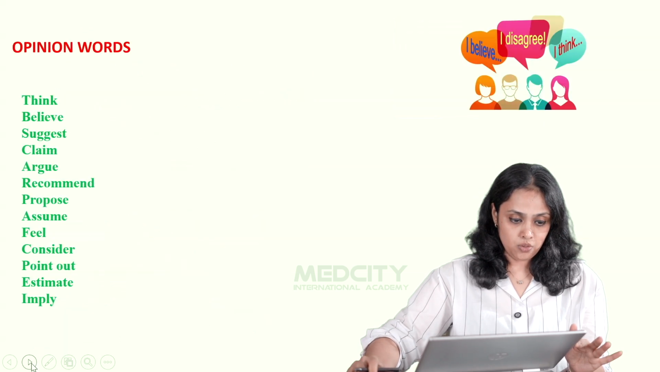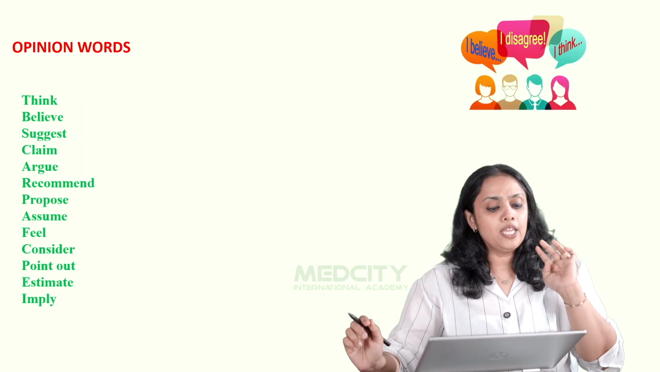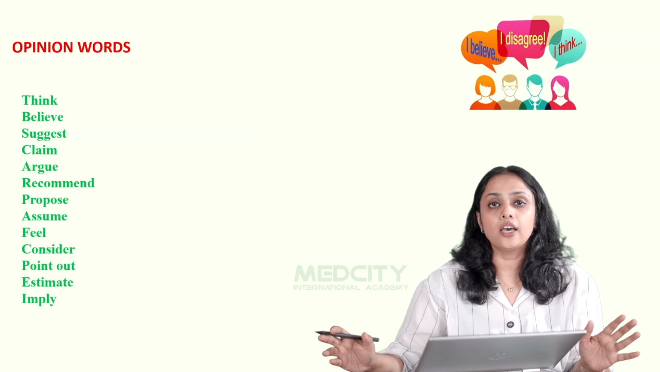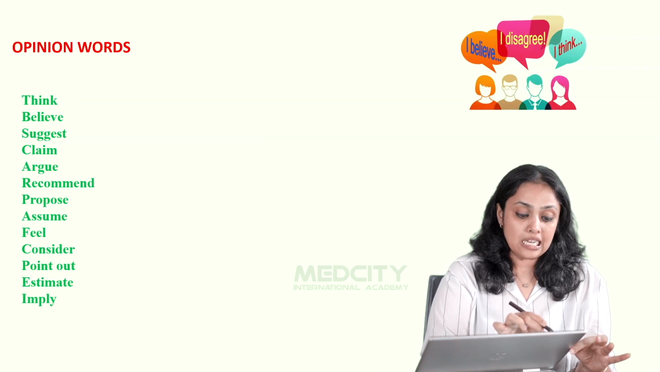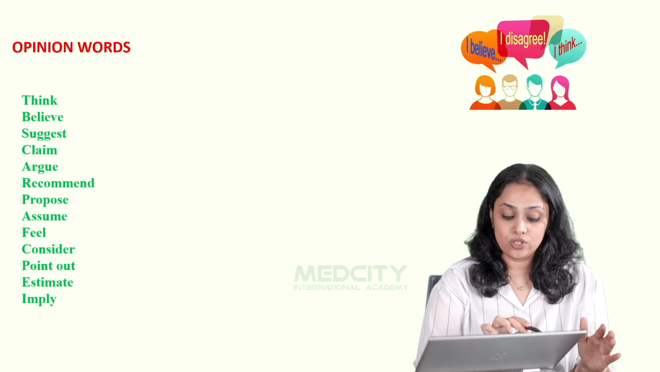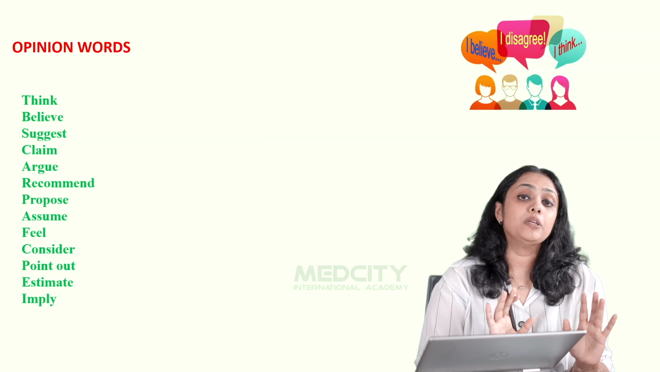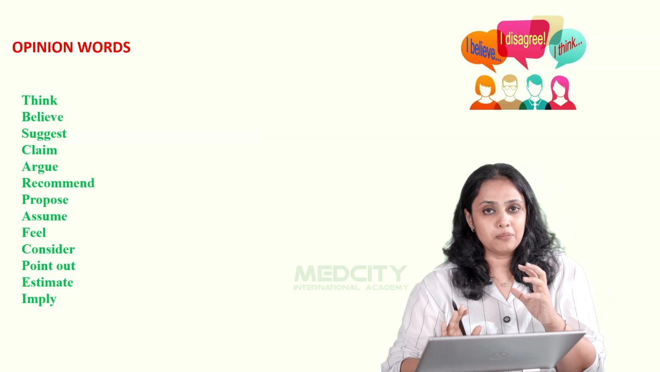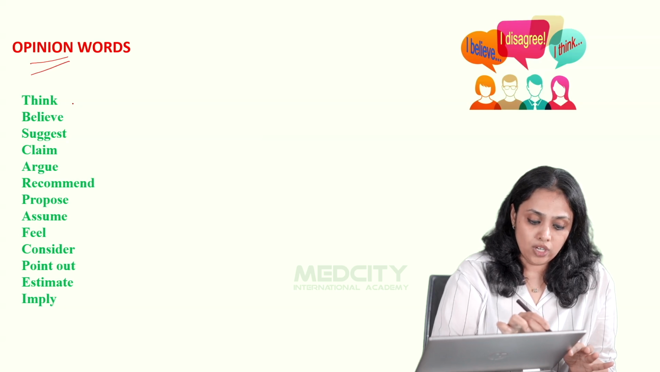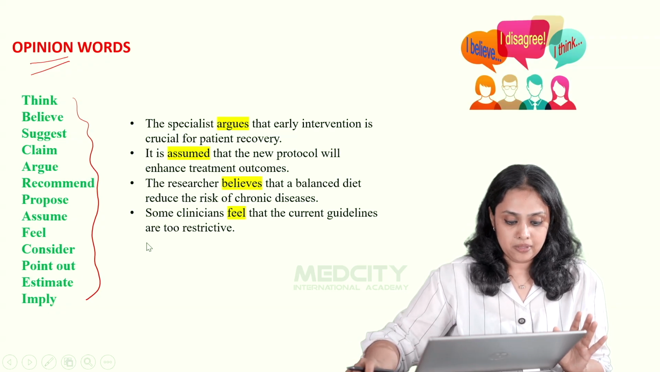Hope that is clear. Now, let's move on to opinions, attitudes, judgmental words and all. Opinion words are the kind of words which you might notice in the text, and you have to understand that they are opinions, when you see words like think, believe, suggest, claim, argue, recommend, propose, assume, feel, consider, point out, estimate, imply. All of these are opinionated words. They're not facts, but just what somebody feels or thinks about something. That is what you mean by opinion. So if you come across such words, you need to understand that they are just opinion and not facts. Let's look at a few examples.